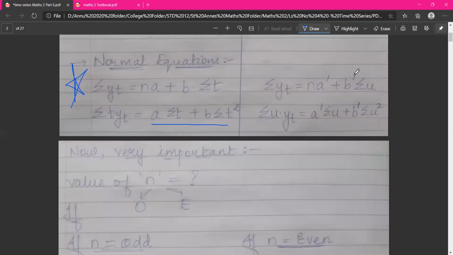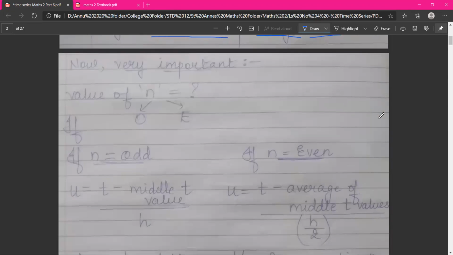And the normal equations become summation yt is equal to n multiplied by a dash plus b dash into summation u. And summation uyt becomes a dash into summation u plus b dash into summation u square. अब ये u क्या है? Don't worry, वही I'll be explaining you in this next slide. So आपको clear हुआ class?